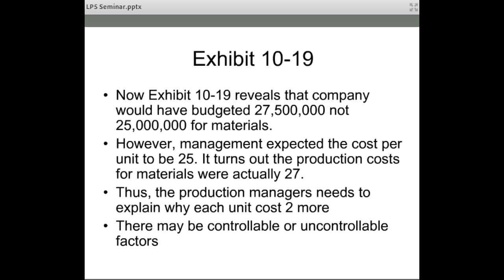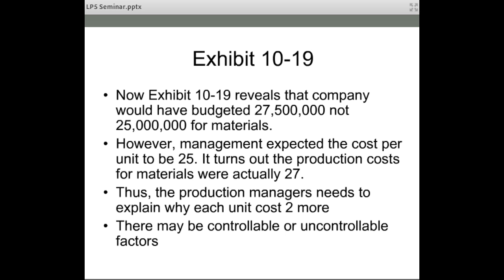So now look at Exhibit 1019. It reveals the company would have budgeted $27,500,000 and not $25 million for materials. However, management expected the cost per unit to be $25. It turns out the production costs for materials were actually $27. Thus, the production manager needs to explain why each cost more than $2.